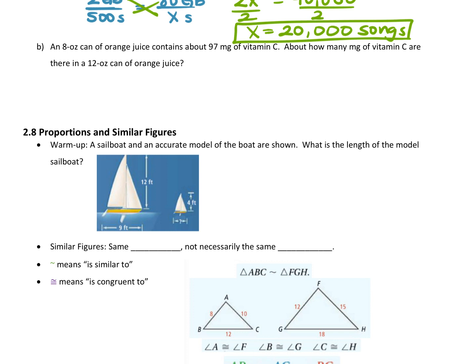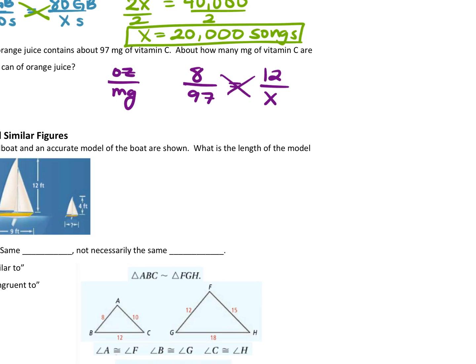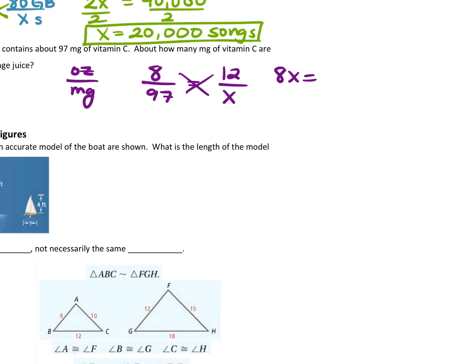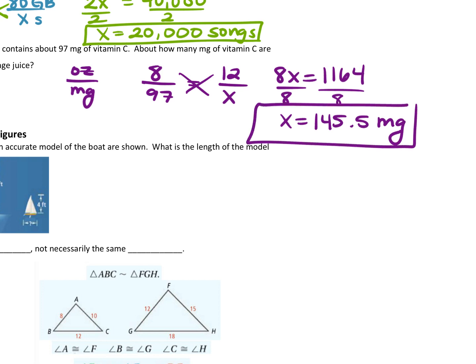So I set it up. You don't have to. I did ounces over milligrams for the problem. So 8 ounces per 97 milligrams equals 12 ounces per some number of milligrams. So you cross multiply that and you get 8x equals 97 times 12 is 1,164, and then divide by 8. So x comes out to 145.5, and then make sure that you label your answer, okay? Questions on that?